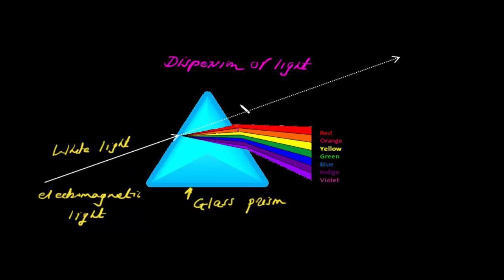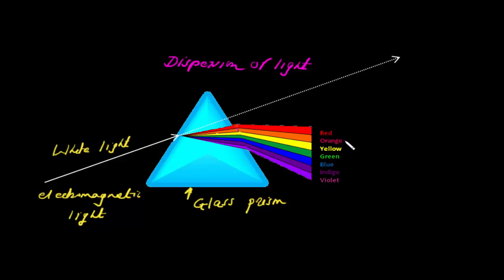Here we can define the dispersion of light: the process of separation of light into its component colors while passing through a medium is called the dispersion of light. Here the medium used is the glass. We get the exact seven colors by dispersion of light. Among these seven colors, the red bends least. So you can see here, but when we see the violet color, violet bends most.